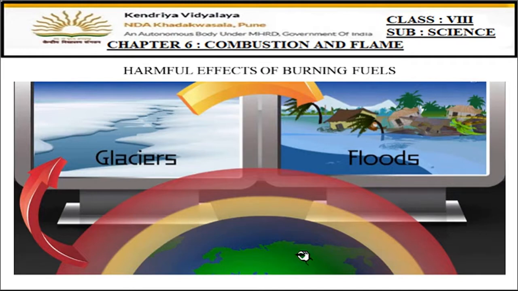Here you can see that greenhouse effect, that all the CO2 has stopped the heat on the earth. So because of that the temperature is rising, so the ice in the glaciers is melting. And when it melts, it causes flood, because all this water will come in the rivers and it will cause floods. So this is also one of the harmful effects of burning the fuels.